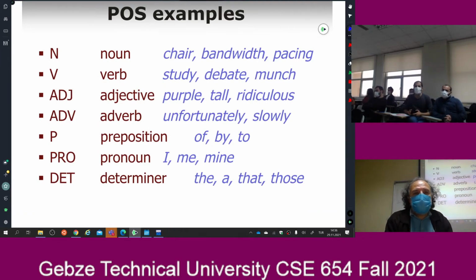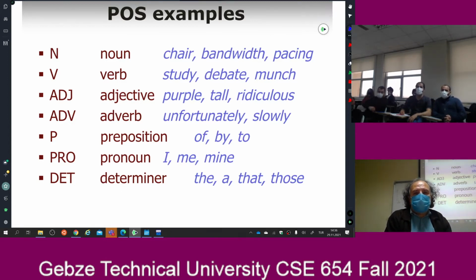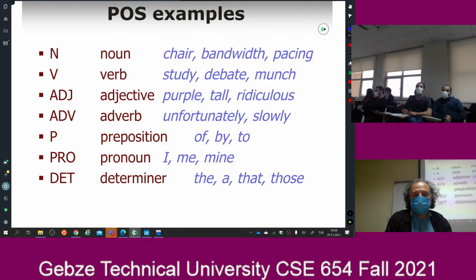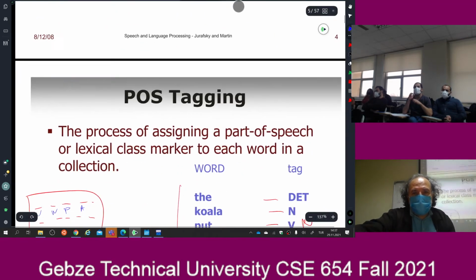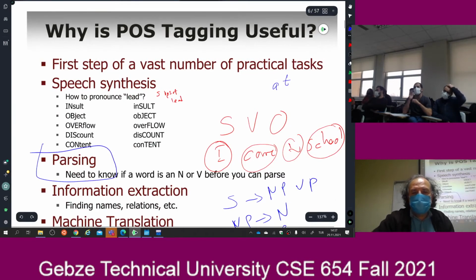Usually we have these 8. How many? 7 tags that are most common: noun, verb, adjective, adverb, preposition, pronoun, and determiner. We don't have determiners and we don't have prepositions in Turkish, but the rest of them are there. Okay, so I already said this.